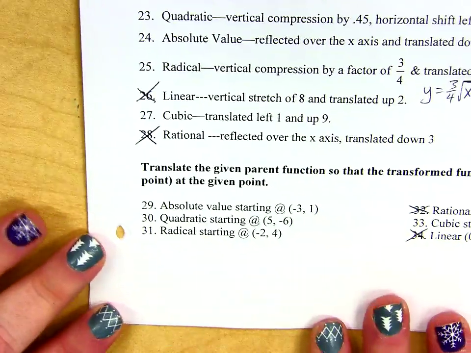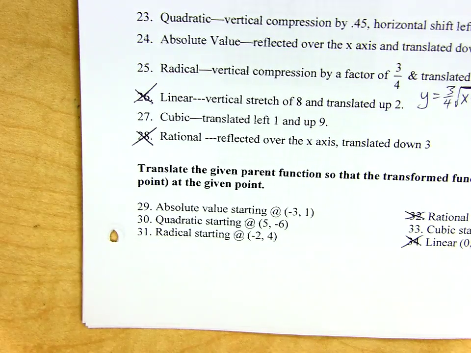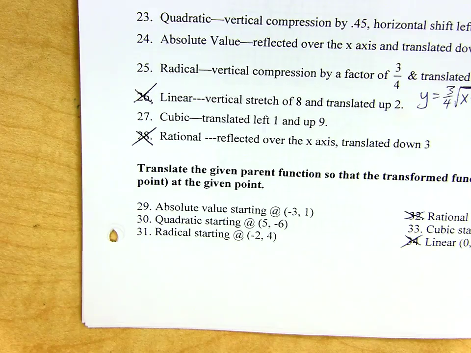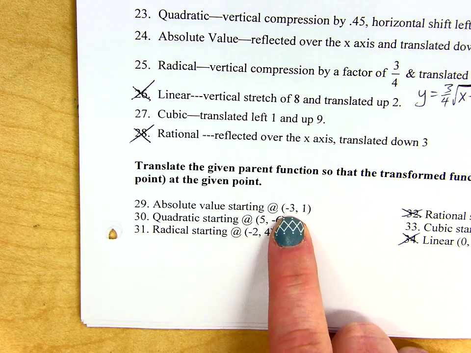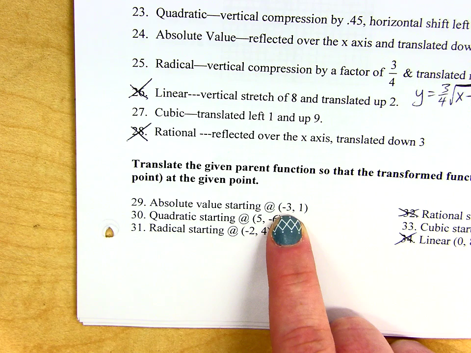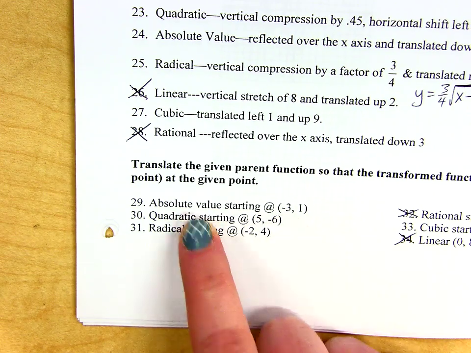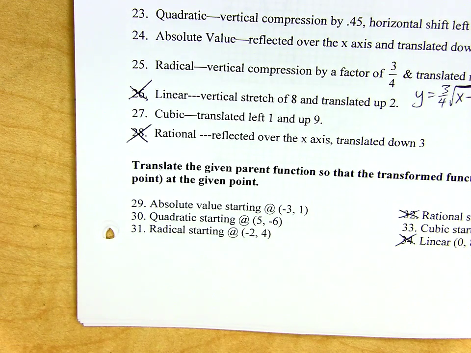Okay, we might as well just do one of these at the bottom together, and then maybe one or two on the back. How about, let's just do 29. So this time, they're basically just telling you where the vertex is. So it's another way of saying, hey, if my vertex is normally at 0, 0, so now it's at -3, 1. So didn't we go left 3, up 1? Same idea, right? So I just need an absolute value that's been shifted left 3, up 1.